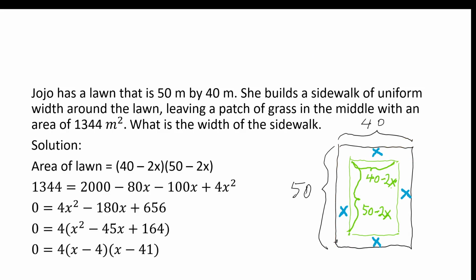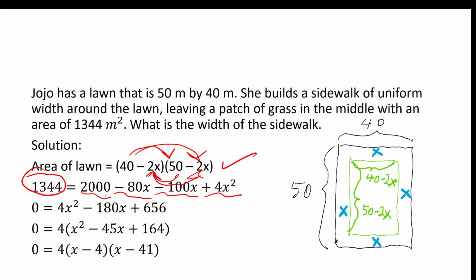So since we have a 40 minus 2x and a 50 minus 2x as the length and width of the rectangle, and since the area of that rectangle is 1,344, we can say the area of the lawn is 40 minus 2x times 50 minus 2x. We know that to be 1,344, so we plug that in on the left-hand side, and we distribute the right. 40 times 50 is 2,000, minus 40 times 2x, minus 80x, minus 2x times 50, which is minus 100x. And then negative 2x times negative 2x is positive 4x squared.